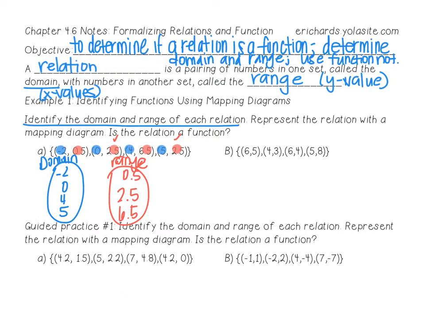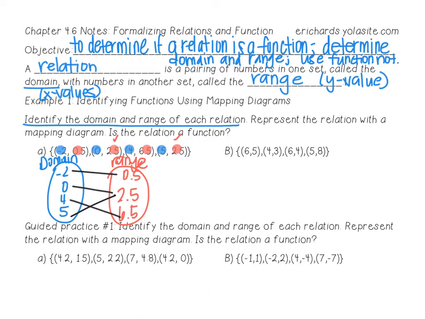Now that I have them in their bubbles, what I'm going to do is connect the domain that matches each range with a line. So from -2, I'm going to draw a line to 0.5. Then from 0 to 2.5, I'm going to draw another line. Then from 4 to 6.5, I'm going to draw another line. Finally, from 5 to 2.5, I'm going to draw another line.